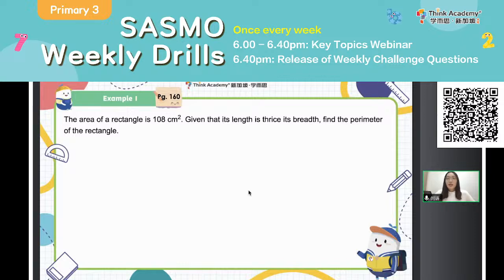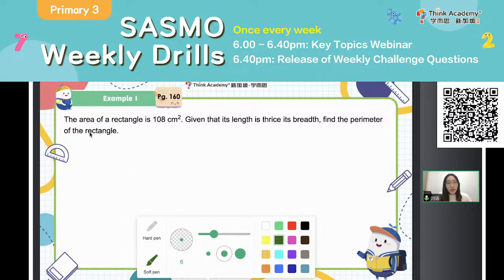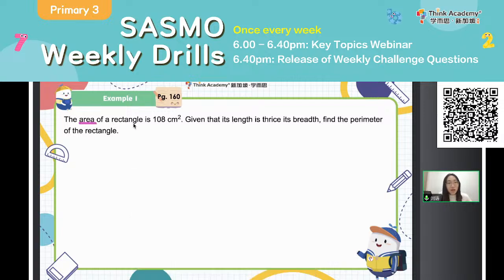Okay. Now, following this, everyone, back to example 1. It is on page 160 on your book. Can you find it? Okay. Now, this question is a bit more complicated. Actually, it is related to the unitary model as well. Look, according to the question, we know that the area of a rectangle is 108 square centimeter. Given that its length is thrice its breadth.